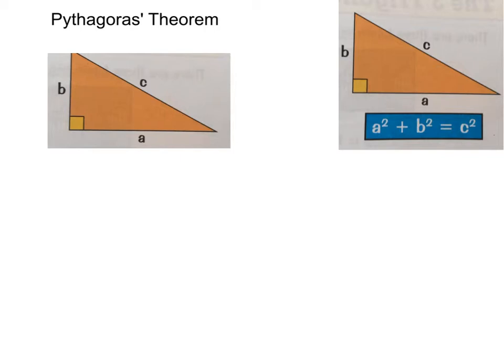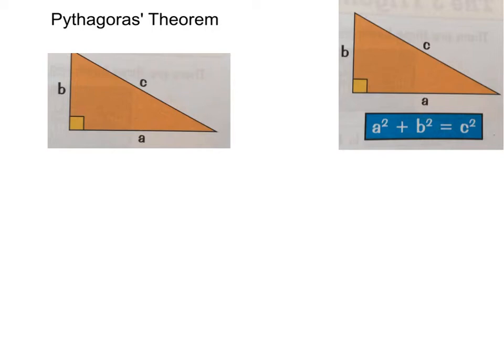Okay, we're going to look at Pythagoras Theorem this time. This is a good intro before we get into the depths of trigonometry, and it allows us to find unknown sides when we've already got two sides. So, for example, if we know A and B, it would allow us to calculate what the C would be.